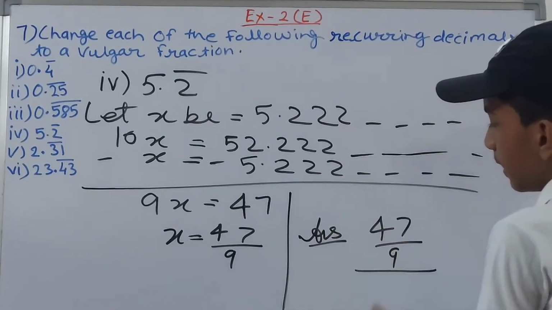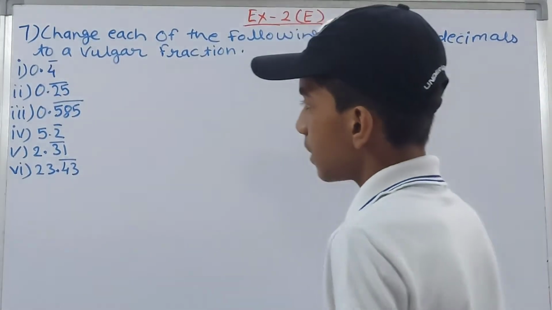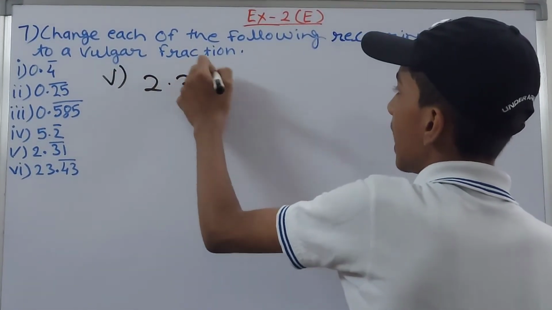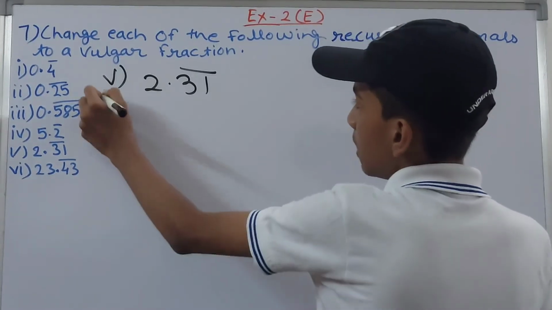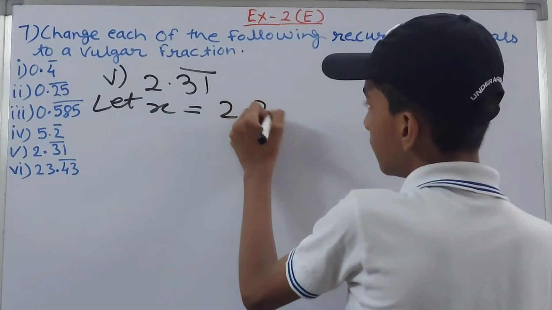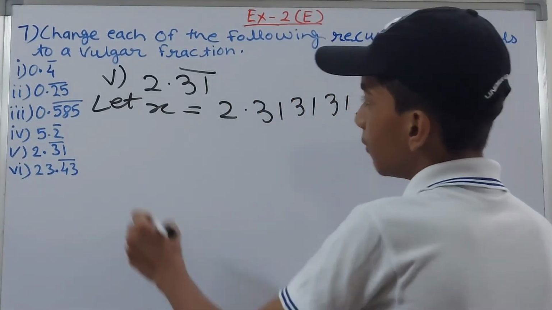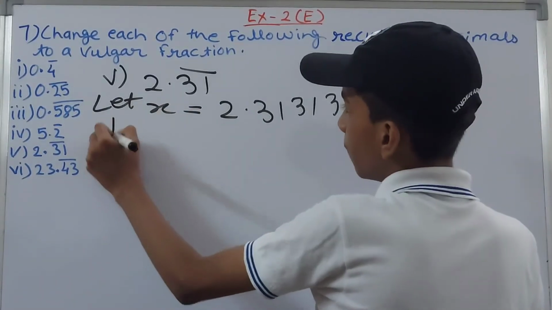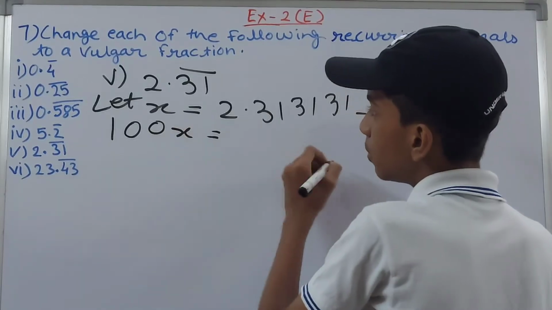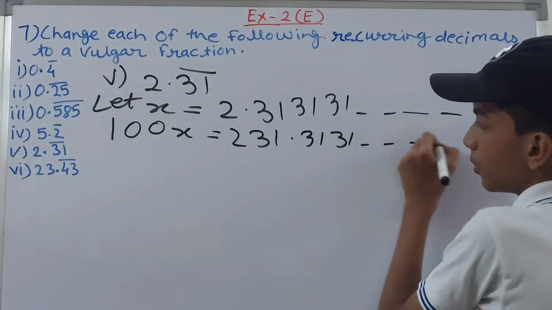All right, now let's move on to the next part. Now the next one is our fifth part, and this is 2.31 with 31 repeating. So let x be 2.313131 and so on. Now 2 digits are being repeated, so 100x is equal to 231.3131 and so on.